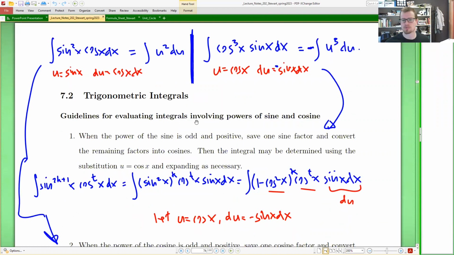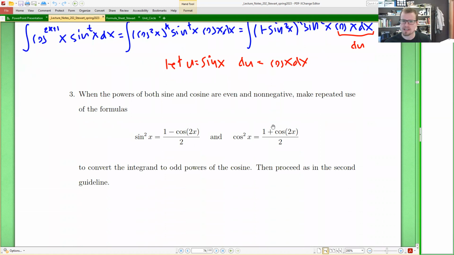So I go back all the way to where I talk about involving powers of sine and cosine. And I notice that the third guideline says when the powers of sine and cosine are both positive and even, then I can use the power reducing formula. So I just have cosine squared in this case. So it's 1 plus cosine of 2 theta divided by 2.